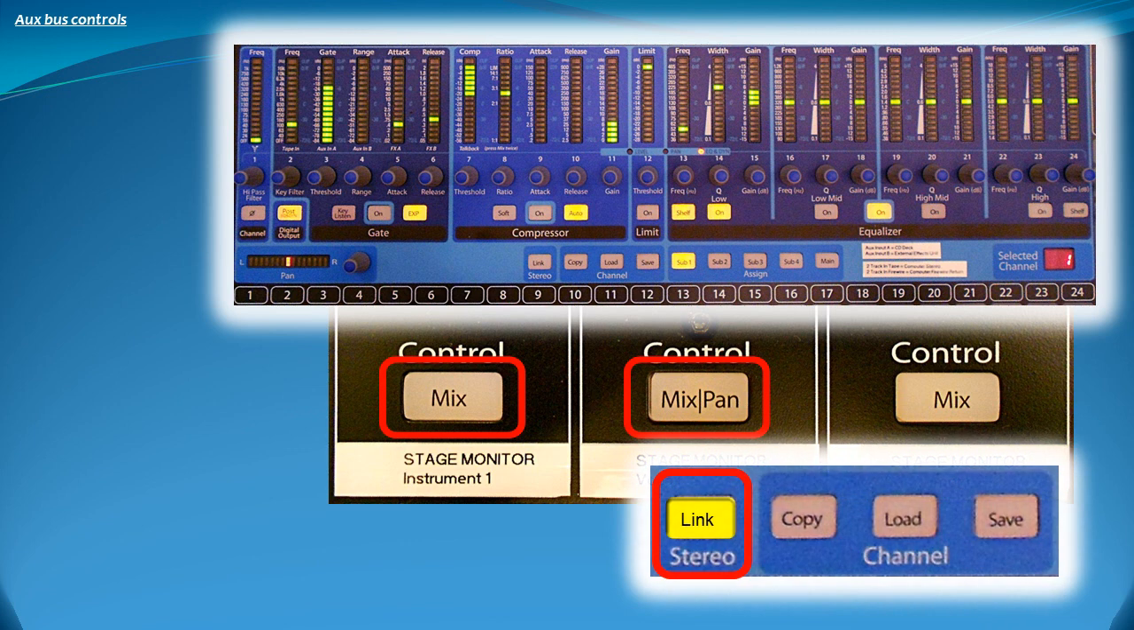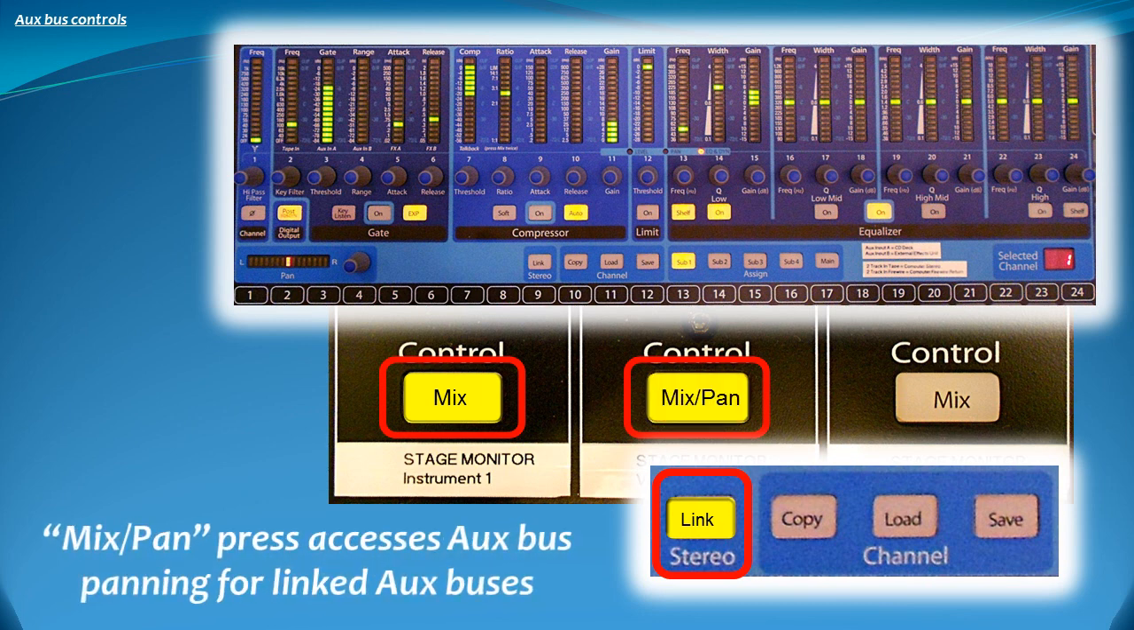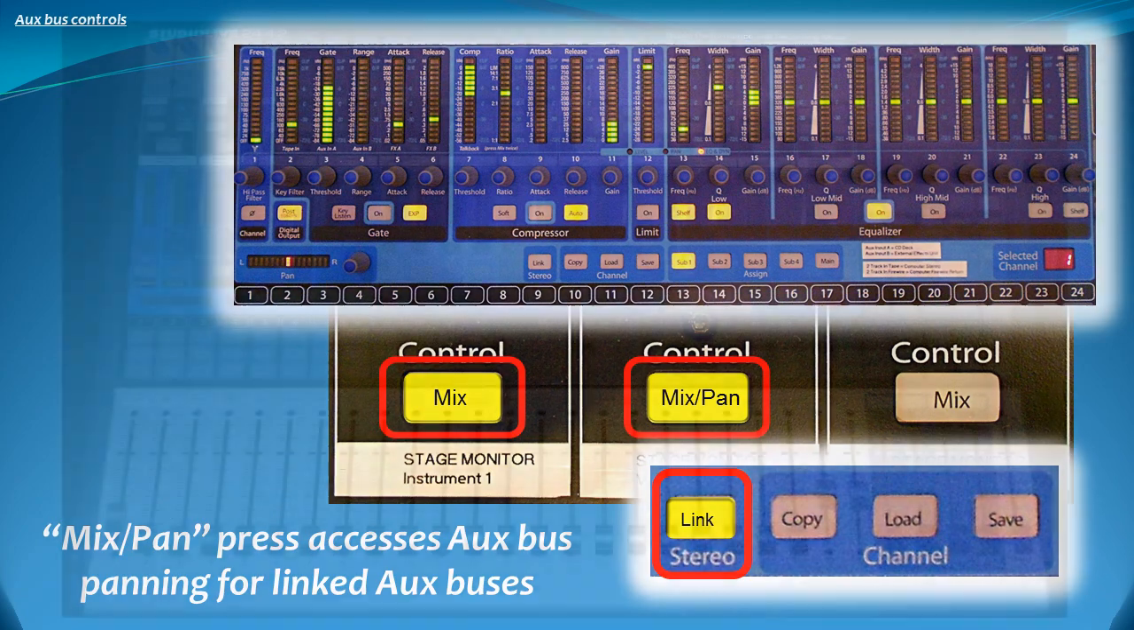However, aux buses can be linked, which puts them into stereo mode. When auxes are thus stereo-linked, the mix button on the odd-numbered bus controls the aux input levels for both buses in the stereo pair, while the Mix Pan button on the even-numbered bus sets the stereo balance for that bus pair.